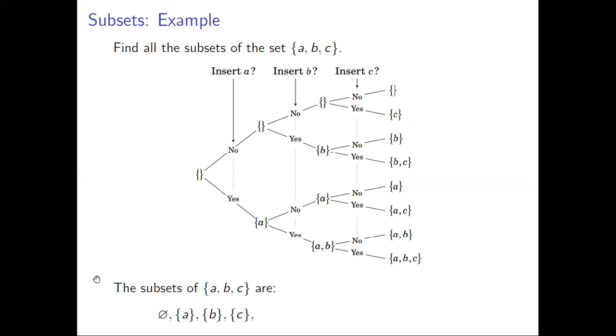Then we can go on to subsets of size 2. For that, we can do A with B, or A with C, or B with C. And remember, the order doesn't matter.